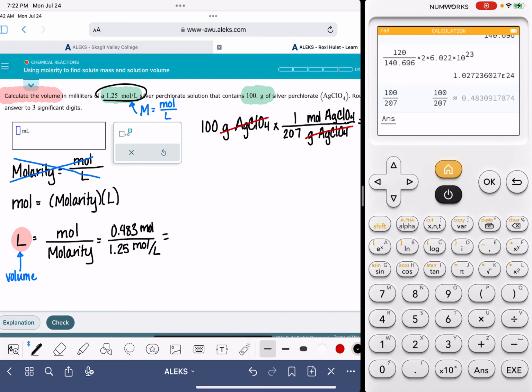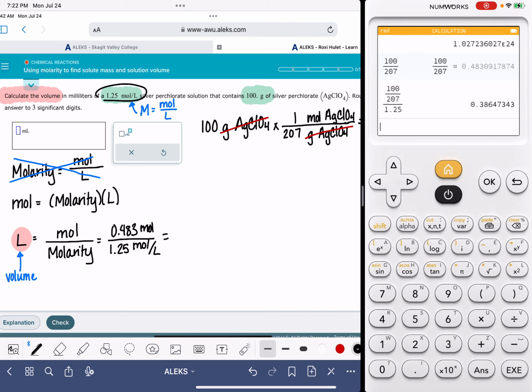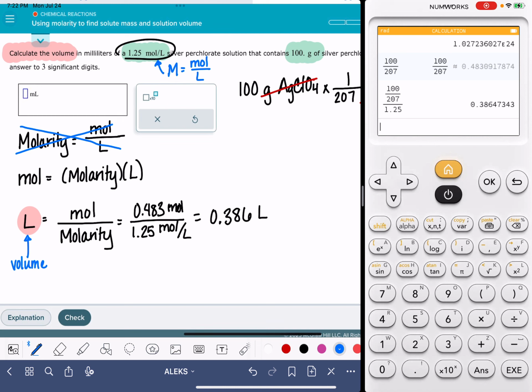So we are just going to finish this out. And my answer is 0.386. My unit is liters. By default, when you're doing this problem, the unit of the volume is always going to come out in units of liters. Before you dump your answer into the answer box, double check and see what unit ALEKS wants you to be expressing your volume in.